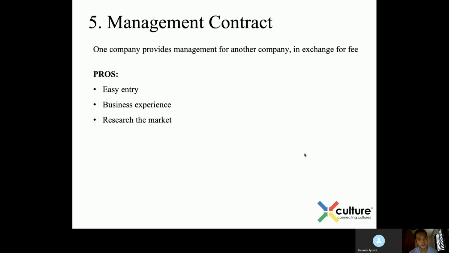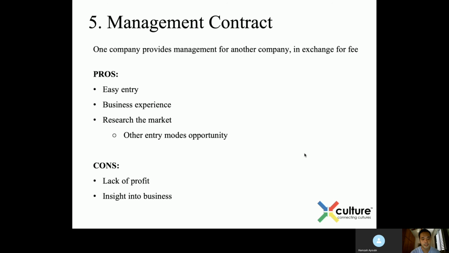The pros are: it's an easy entry because the importing company already has local know-how, access to the local market, gains local business experience, and can research the market and find other entry mode opportunities. The cons are lack of profit compared to other entry modes. The importing company will have insights into the exporter's know-how and can become a new competitor.